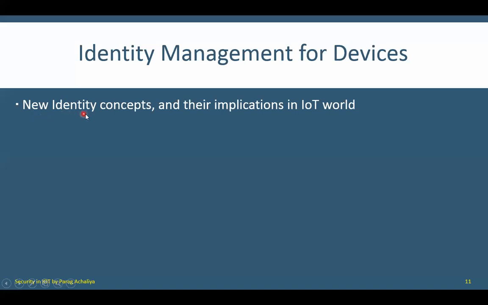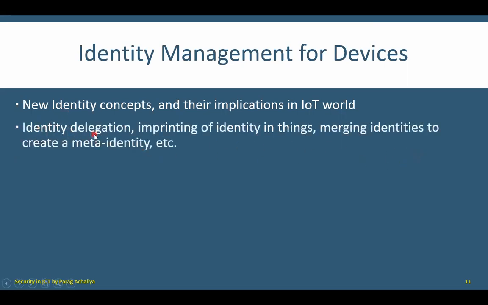Identity management for devices: new identity concepts and their implications in the IoT world. Whenever a new device is introduced in your IoT application, there should be proper identity management of those IoT devices. Identity delegation, imprinting of identity in things, merging identities to create a meta identity, etc. In case of identity management, these activities will be focused. Whatever IoT devices we use in the IoT application, all those devices must have proper identity and it must be imprinted. Then there must be merging of identities to create a unique meta identity. The meta identity will be the combination of different types of identities, and it must be focused while implementing identity management for various IoT devices.